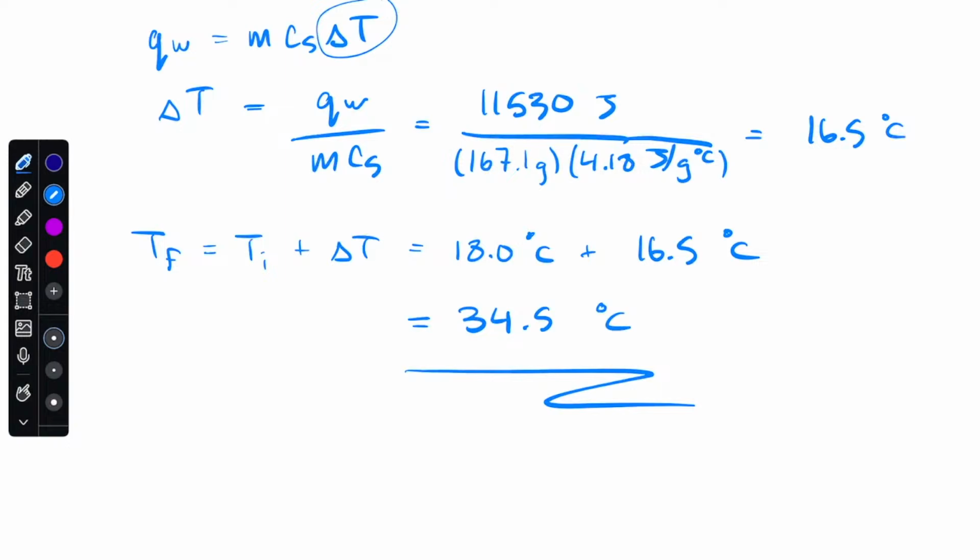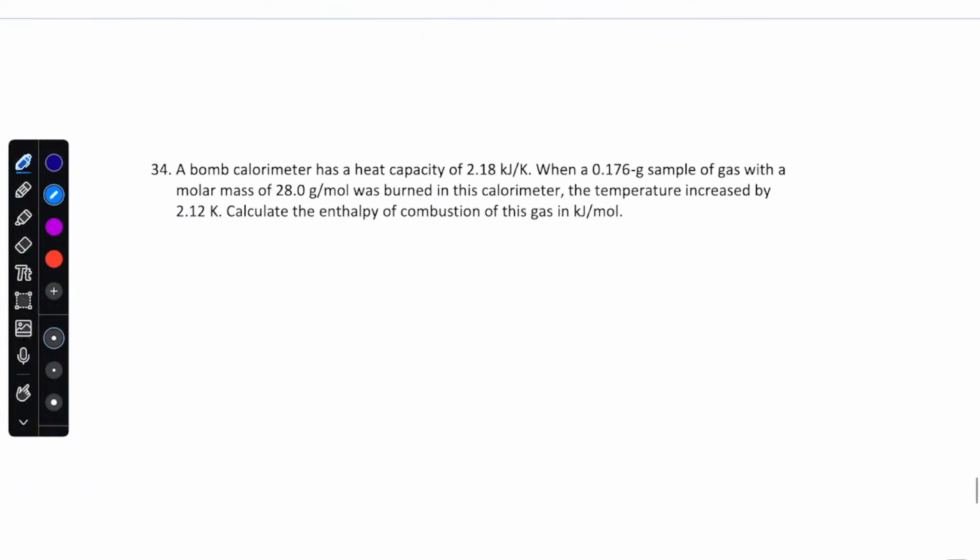Next, we move on to question 34. A bomb calorimeter has a heat capacity. Here's the bomb everyone's been asking for. Heat capacity, capital C, no small s, is equal to 2.18 kilojoules per K. A 0.176 gram sample of gas with that molar mass is burned in the calorimeter. The temperature is increased by 2.12 K. Calculate the enthalpy of combustion of this gas. So it wants delta H.